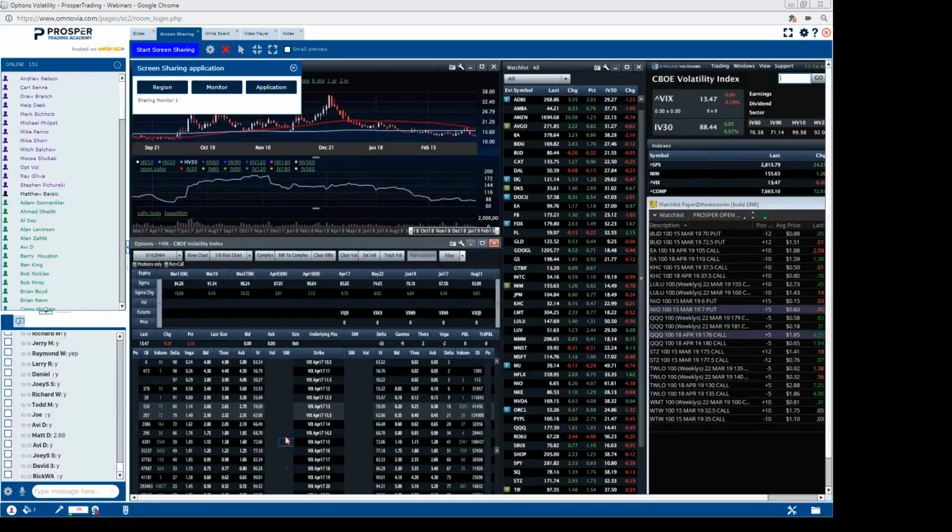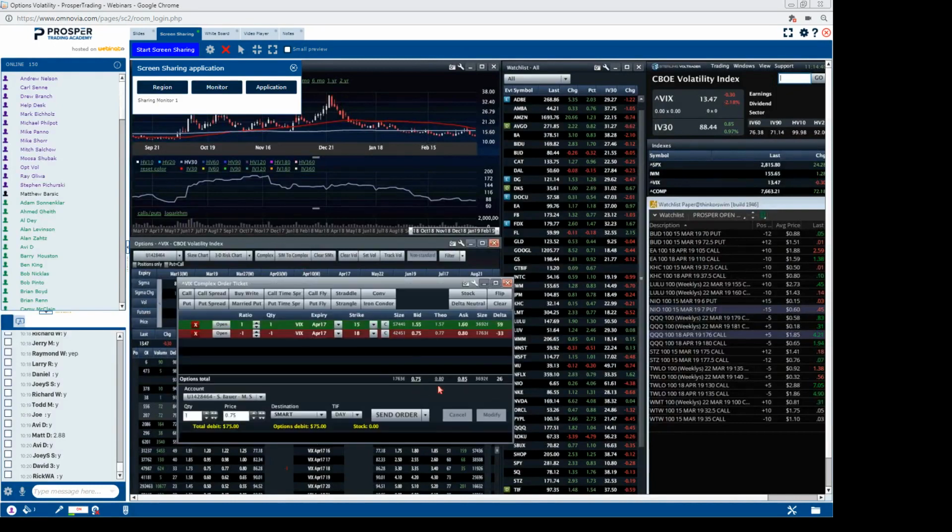Let's see if we go to the 15-18, widen it out a little bit. The 15-18, $3 wide. I would definitely pay 75 cents for that because 75 cents would give me 3-to-1 reward to risk. Now, we're not going to be able to get this for 75 cents right now, but what would have to happen to VIX for us to get this spread for 75 cents?